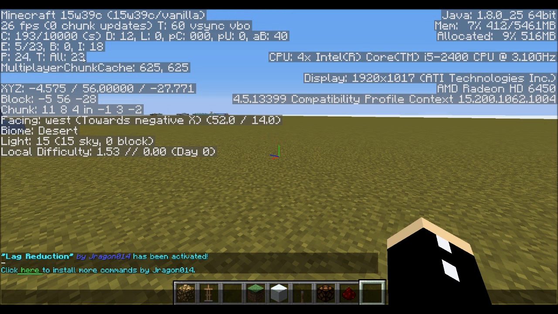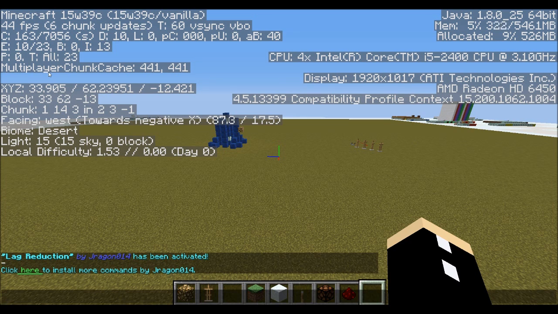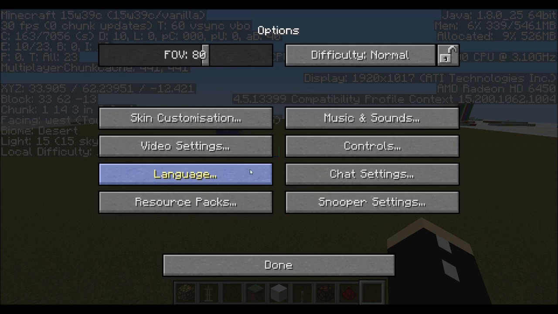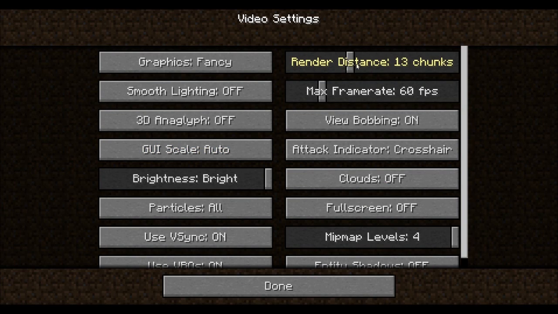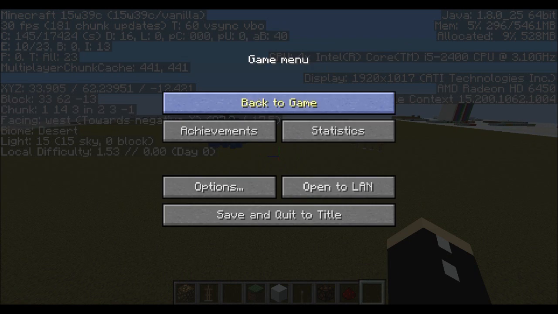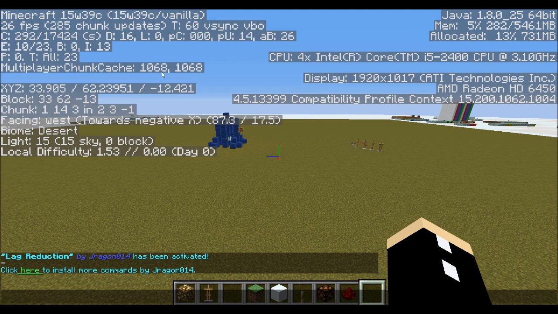And this section here, called all, is how many entities there are in the world total. Now this multiplayer chunk cache is how many chunks there will be loaded in the world at once. So I just turned down my render distance and it says 441. However, if I increase my render distance to say 16, then this number will actually increase to a whopping 1068.